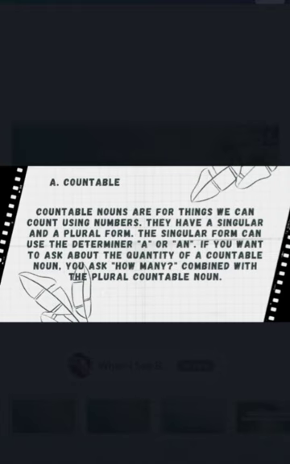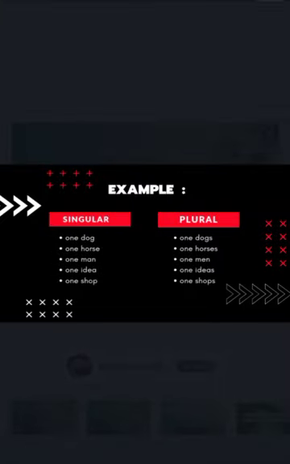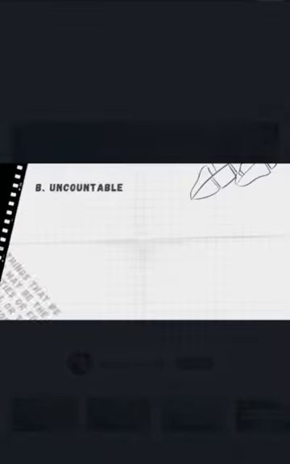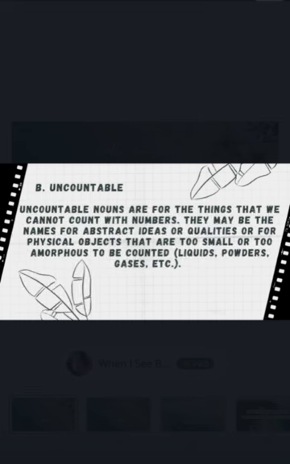The singular form can use the determiner a or an. If you want to ask about the quantity of a countable noun, you ask how many, combined with the plural countable noun. Example, singular is one dog, plural is two dogs. And examples, she has 3 dogs. I own a house. Okay, next.